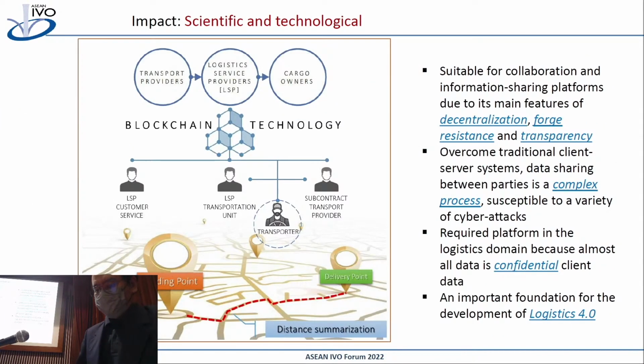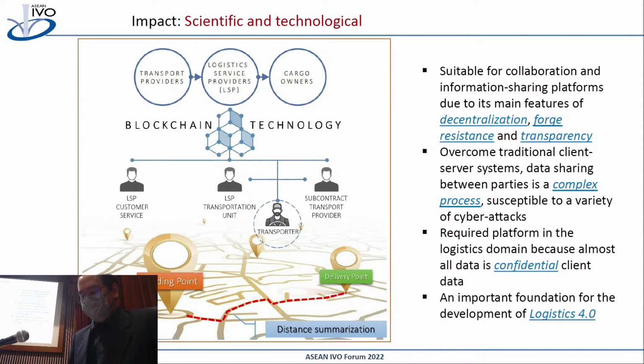For the scientific and technical impact of this proposed model, blockchain technology is suitable for a collaboration and information sharing platform due to its main feature of decentralization. For resistance and transparency, blockchain can overcome the traditional client-server system. Data sharing between parties is a complex process that is susceptible to a variety of cyber attacks.